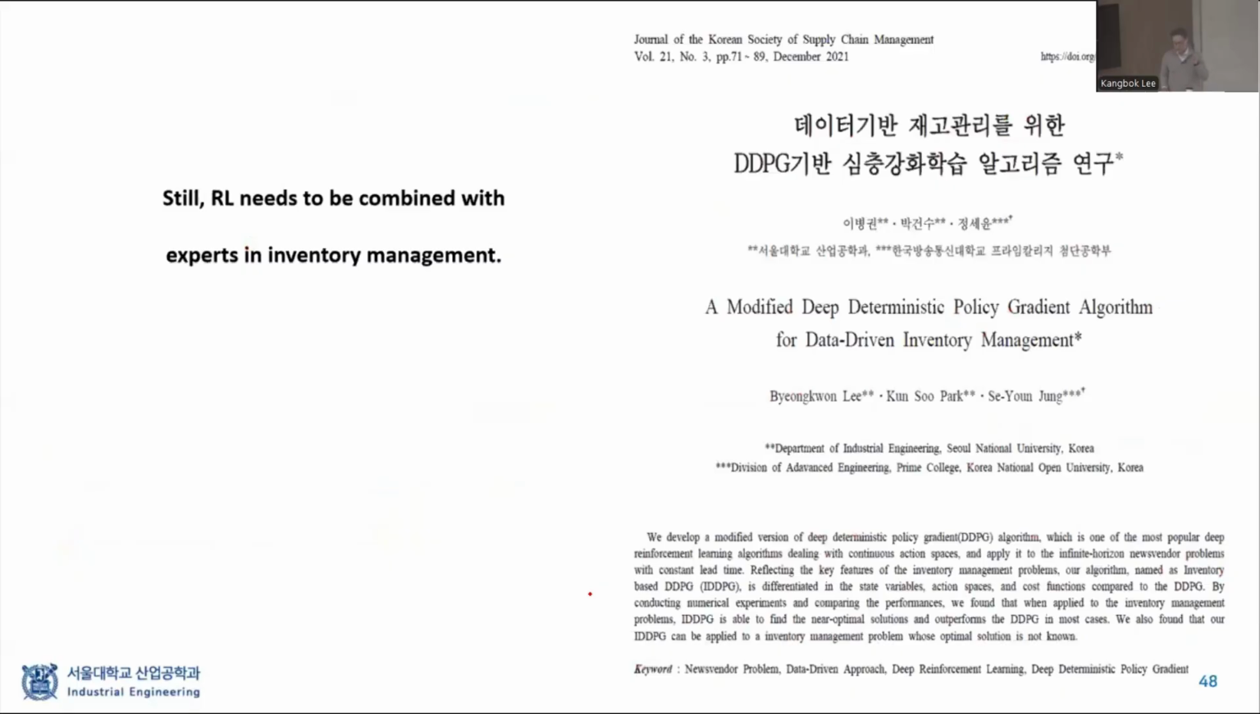Here I will first talk about the reinforcement learning approach for this multi-period newsvendor problem. This approach is based on my paper from 2021, which is already a few years ago. It is one of the first papers that applied reinforcement learning to the newsvendor type multi-period inventory problem.